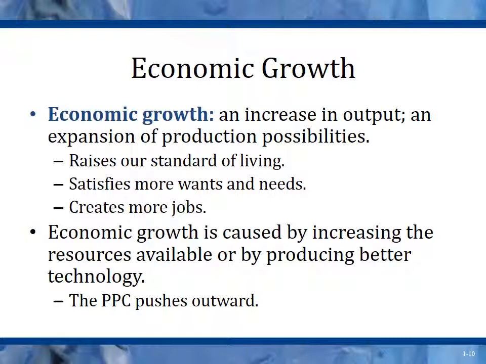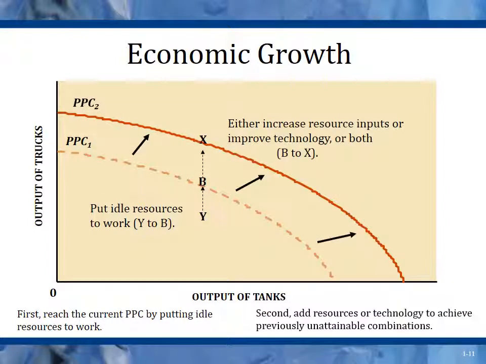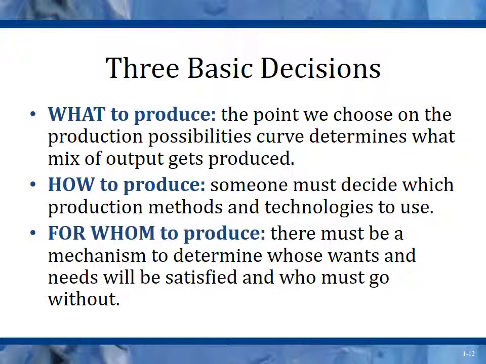So the last point here is economic growth is caused by increasing the resources available or by producing better technology. And this pushes that production possibilities curve outward. We already talked about that. We're going to talk more about growth. We're going to talk more about taxes. We're going to talk more about creating free money, cheap money, in later chapters. We're really going to dig into all those issues. So you can see how the production possibilities curve can be expanded by increases in technology, more money, all the things we just outlined.